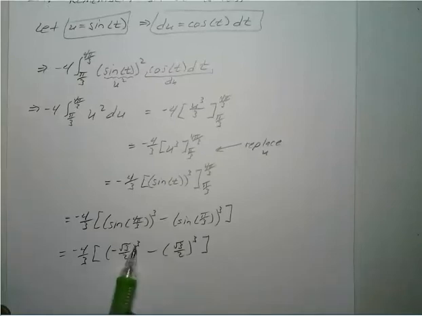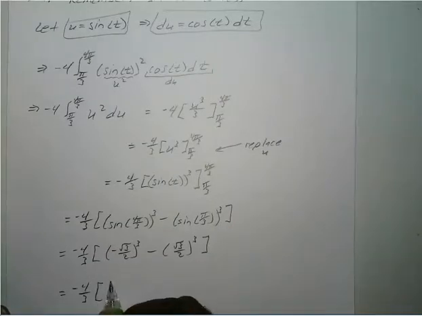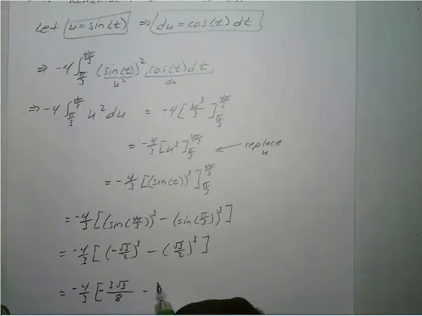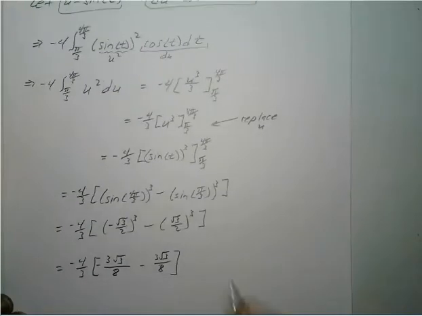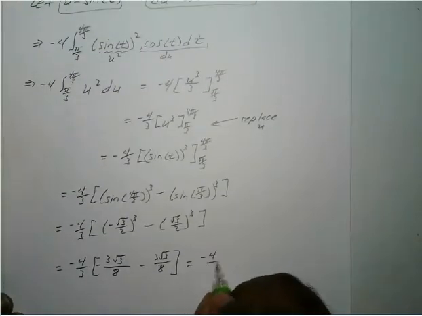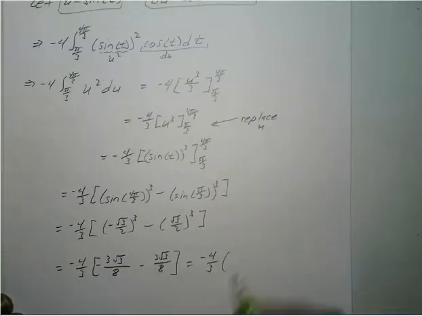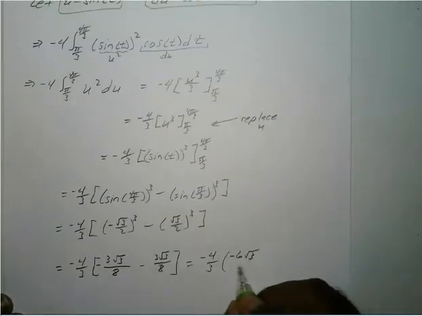All right, so if we go ahead and multiply that to itself 3 times, we will end up with -4 over 3 times -3 square root of 3, because negative multiplied to itself 3 times is still negative, over 8, minus 3 square root of 3 over 8. Close that up. Okay, so that's going to equal -4 over 3 times -6 square root of 3 over 8.